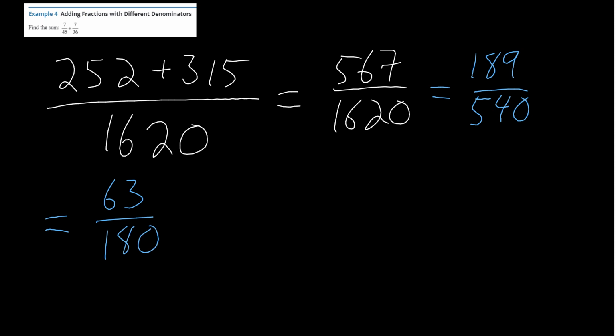And wouldn't you believe it, I'm pretty sure you can divide these by 3. I know 63 is divisible by 3, and I know 180 is divisible by 3, so I could have probably divided this whole thing by 27 now. 63 divided by 3 is 21, and 180 divided by 3 is 60.